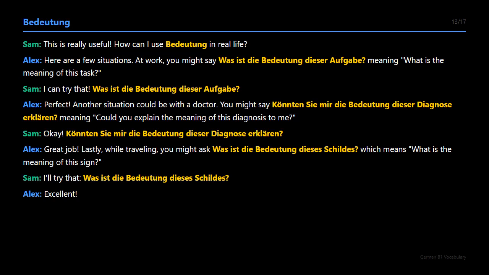Great job. Lastly, while traveling, you might ask, Was ist die Bedeutung dieses Schildes? which means what is the meaning of this sign? I'll try that. Was ist die Bedeutung dieses Schildes? Excellent. Are there any tips for remembering it?